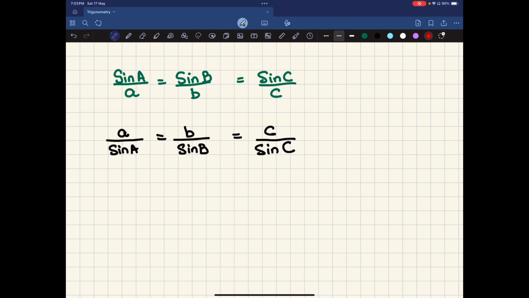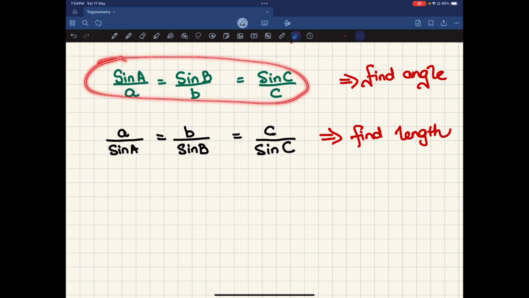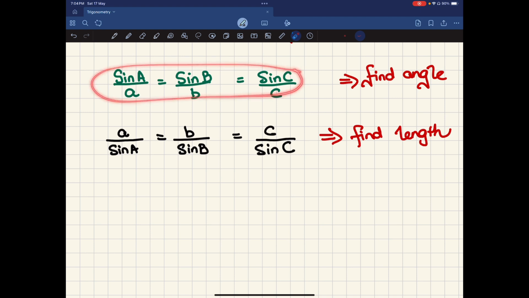Generally, the first form is used whenever you have to find an angle, and whenever you have to find a length, you tend to use the second form. But you can just learn one of the formulas, and you can apply it to find the length and the angle. Okay, so if you're comfortable with one form, it is fine. If you want to be efficient, use the first form when you need to find the angle, and the second when you need to find the length, you can do that as well.